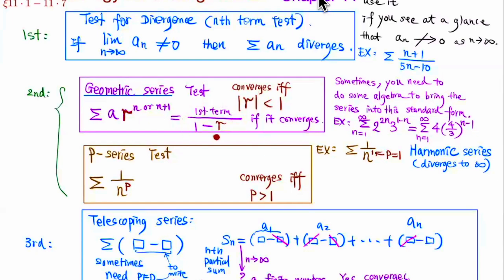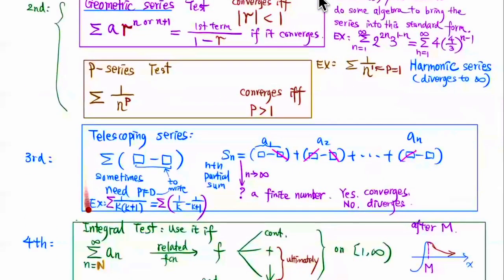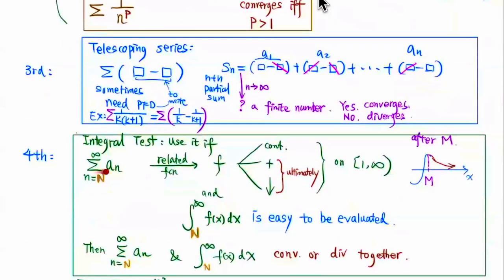And we actually know what it converts to if it converts. It converts to first term over 1 minus r. And then we have the p-series test. It converges if and only if p is greater than 1. Okay, and then we have the telescoping series. Okay, and then we have the integral test.